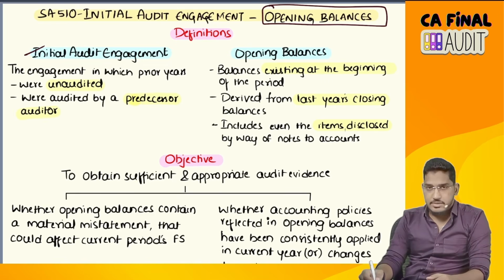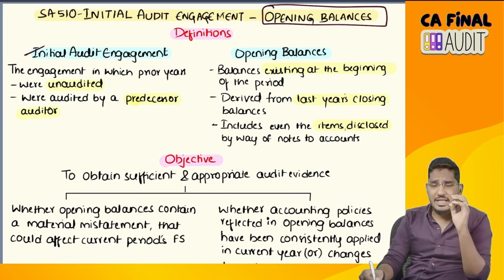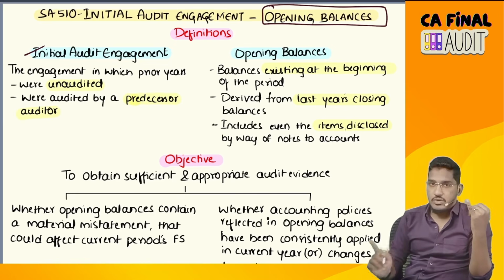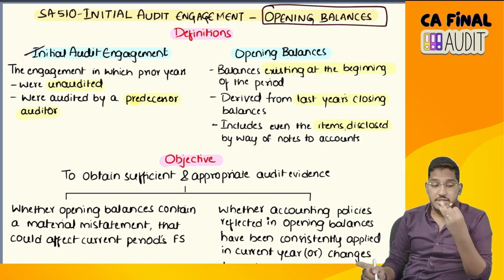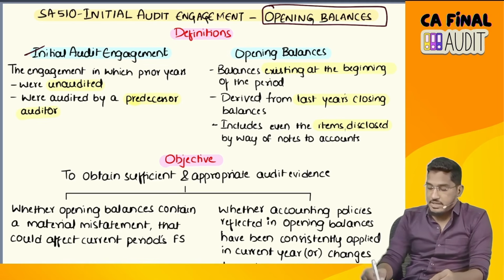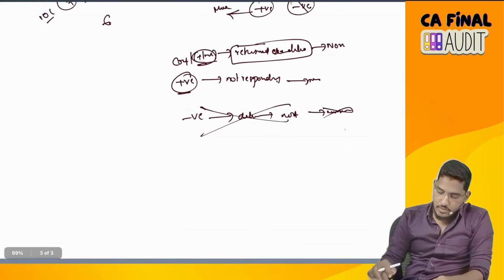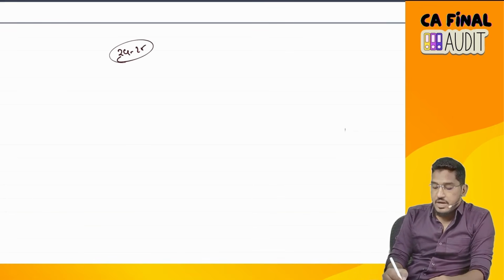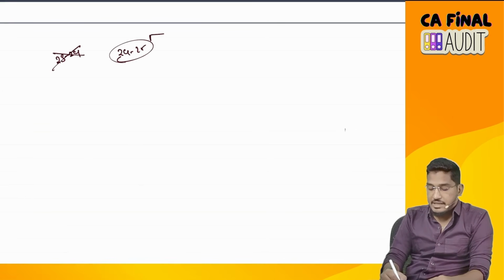The name itself says it. They define initial audit engagement as an engagement where either the previous year was unaudited, or the previous year was audited but by a predecessor auditor, not by you. Last year's audit has altogether not happened. Say, for example, I am supposed to conduct the audit of financial year 24-25. Now last year 23-24 was not at all audited. In that case, this year will become an initial audit engagement for me.